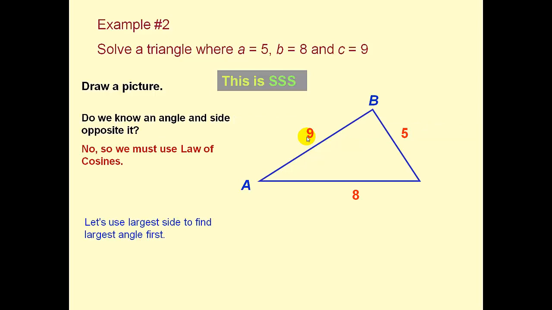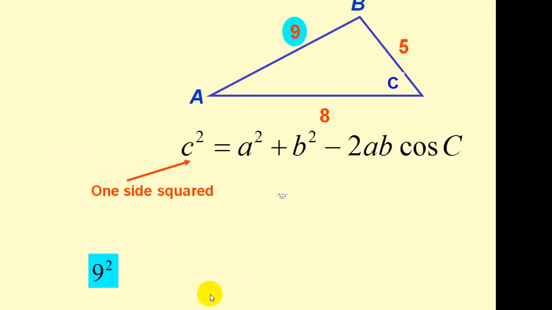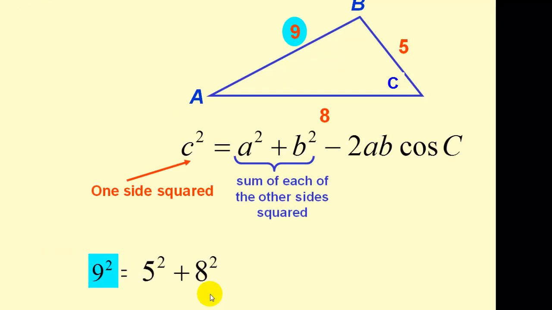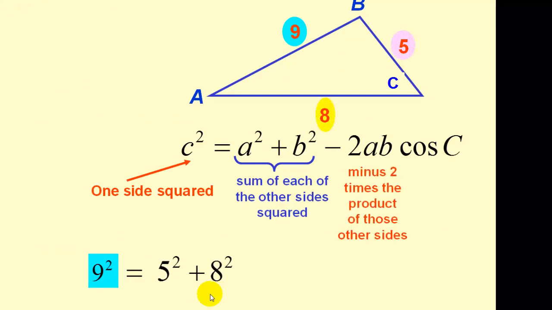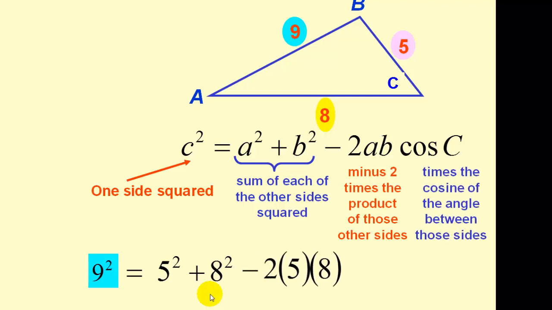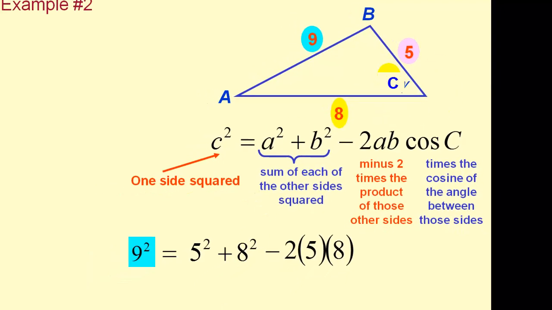The reason for this is it relieves that case of ambiguity that can sometimes occur with large angles, that ambiguous case. We're going to do side C first. Again, this triangle's not drawn to scale, that doesn't matter. So C squared equals A squared plus B squared minus 2AB cosine C. So now we're going to actually find an angle here and set that up. So C squared, that one side squared, 9 squared, is equal to the sum of the other two sides, which we know, 5 squared and 8 squared, minus 2 times the product of those sides, times the cosine of the angle between them, this C that we don't know.